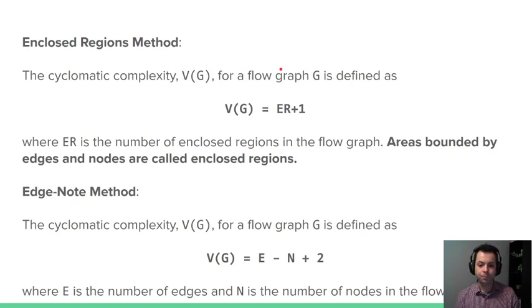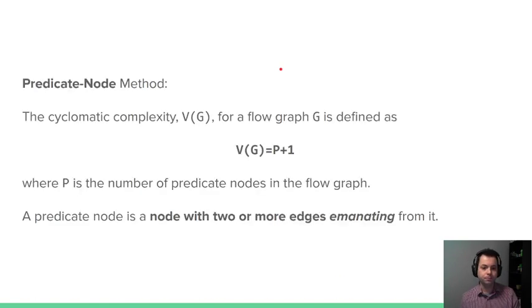So the second method is the edge node method. Basically, you're going to take the number of edges, you're going to take the number of nodes, you're going to subtract nodes from edges, and then you're going to add 2. All right, so very simple formula, but something that you could mathematically perform.